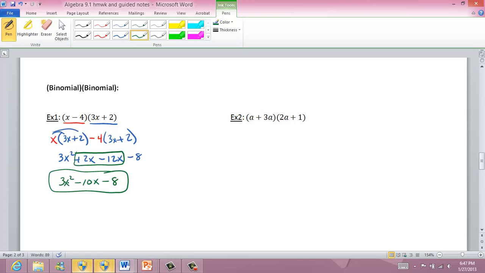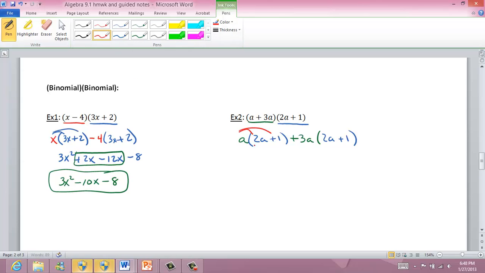Okay, if you'd like, you're more than welcome to pause and try the next example on your own. So let's look at this. My goal in this problem is to pull each term in this first quantity and distribute it to everything in the second quantity. So what's the first term here I'm going to pull out? I'm going to pull out that a, and I am going to distribute it to the 2a plus 1. Then I'm going to pull out the positive 3a and distribute it to the 2a plus 1.